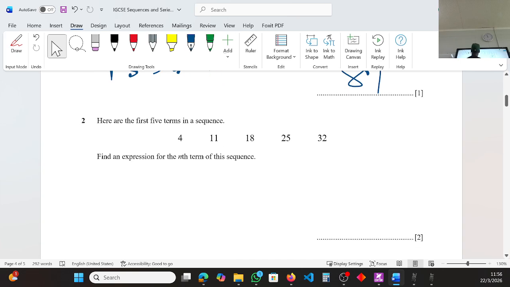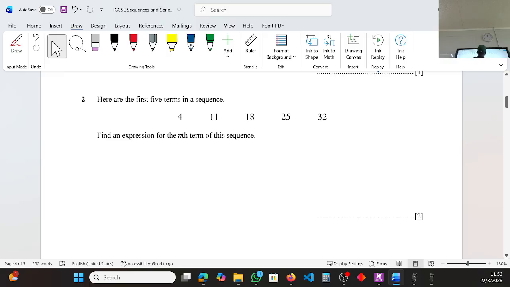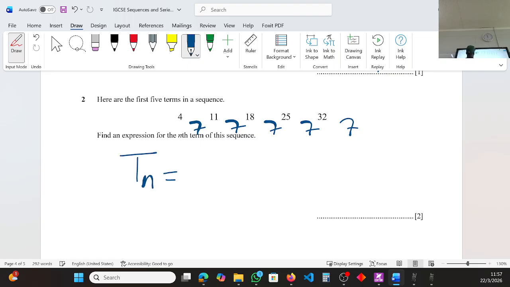Then here are the first 5 terms in a sequence. So we have 4, 11, 18, 25, 30, it goes on like that. Now if I inspect, it looks like here we are adding 7 always. So for the next term we add 7. But here we're interested in an expression for the nth term of this sequence. Because it's arithmetic, we say Tn is equal to what is common, which is not changing, 7. And next to it we put n.